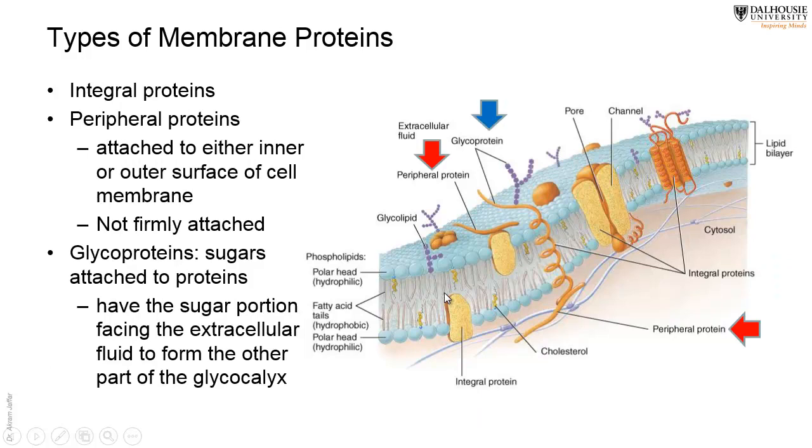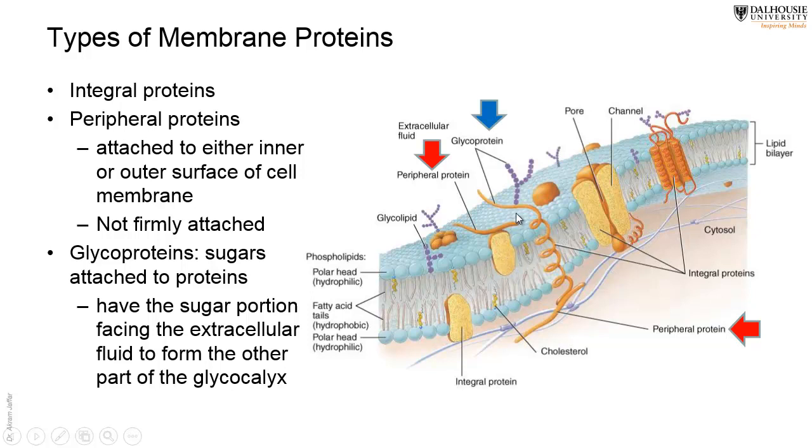The peripheral proteins, on the other hand, can be attached to either the outer or inner surface of the cell membrane. This is a peripheral protein. They are not firmly attached. They are lightly attached, not like the integral proteins, which are firmly attached.